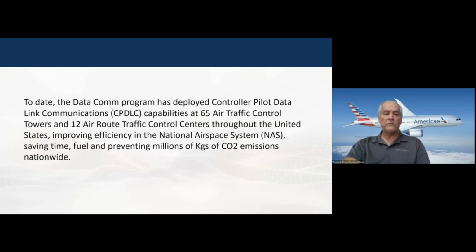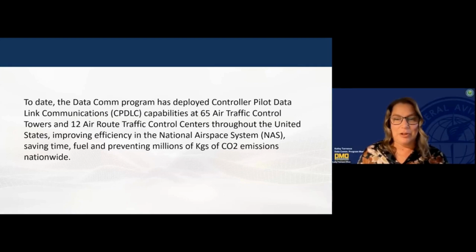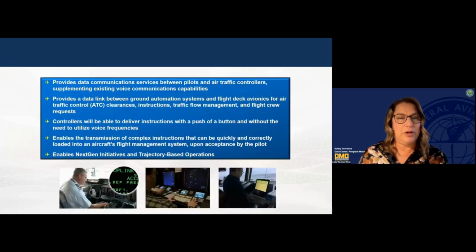I'd like to turn now to Kathy Torrance from the FAA, who's going to introduce our work here in the United States with Data Comm. Kathy? Thanks, Wes. Yeah, Anna, that was a great presentation, and you're going to see some similar themes throughout mine. So to date in the US, the domestic Data Comm program, we have capabilities at 65 towers and 12 air route traffic control centers throughout the domestic US. And we're going to talk about some of the statistics for time, fuel, and CO2 emissions that were prevented. So we'll talk about that a little bit and where we are with the program.